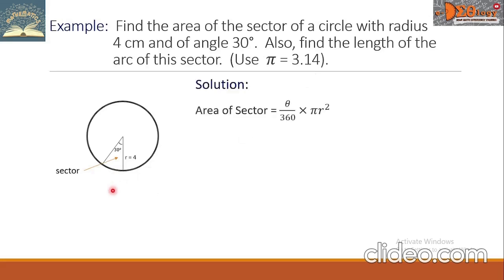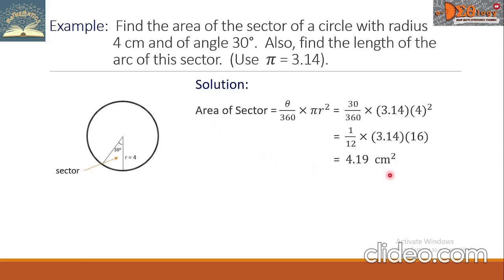We write the area of sector. This is the formula. Then let us substitute the corresponding values. So we have 30 over 360 times 3.14 times 4 squared. We can simplify further. This fraction becomes 1 over 12 and this 4 squared is 16. Then we can use our calculator to get the final value as 4.19. Since this is an area, we write the unit of measurement as square centimeter.